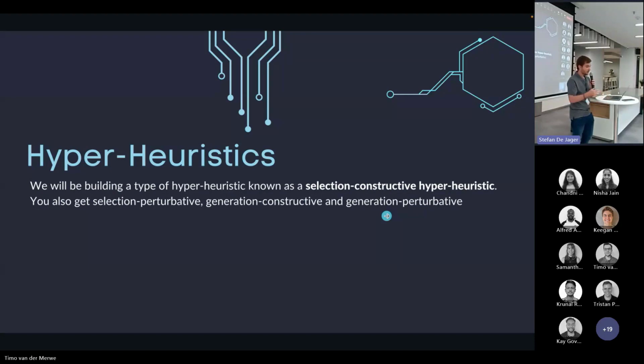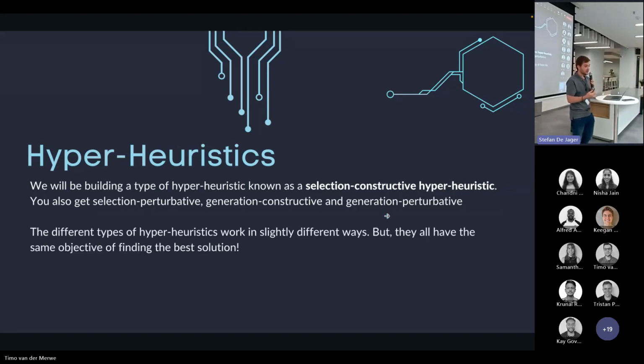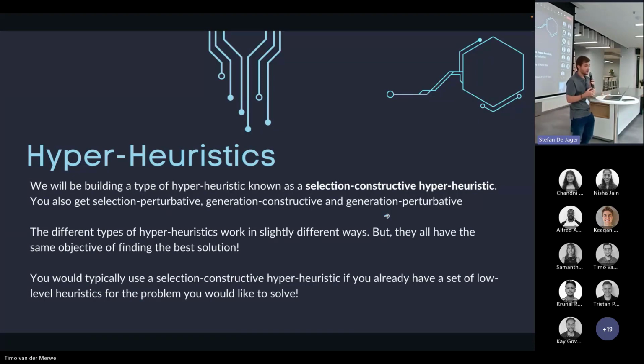So we're going to be building a type of hyper-heuristic known as selection constructive hyper-heuristic. You also get selection perturbative, generation perturbative, and generation constructive. They do work in slightly different ways, but they all have the same objective of finding the best solution for a problem. So you would typically use a selection constructive hyper-heuristic like we are going to use if you already have a set of low-level heuristics for the problem that you're trying to solve.